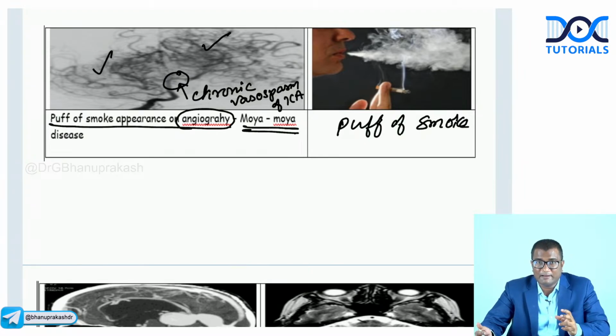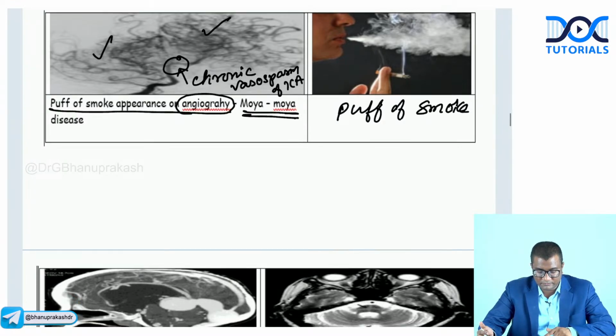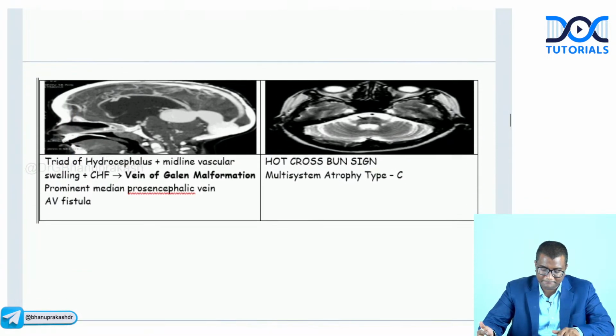So for collaterals to develop, you need to have chronic vasospasm. It won't occur in acute vasospasm, right? So collaterals will develop in chronic vasospasm. So a chronic vasospasm of the upper part of the ICA leads to this puff of smoke appearance. This is a feature of Moyamoya disease.